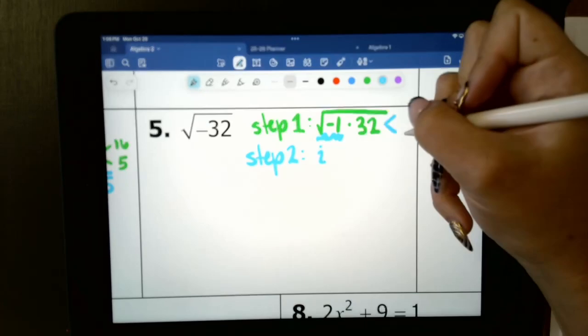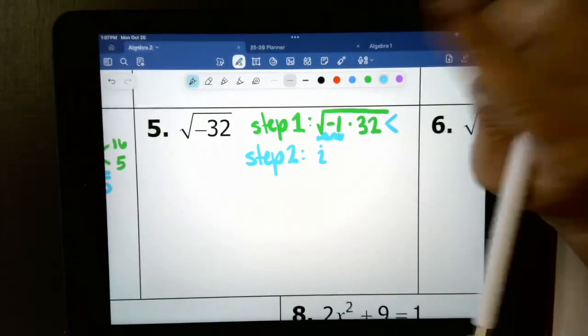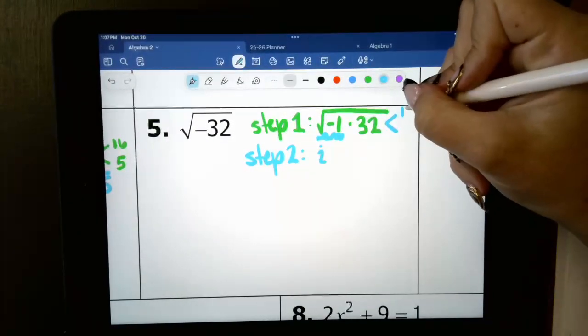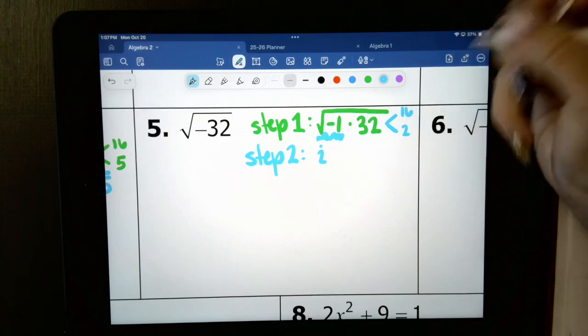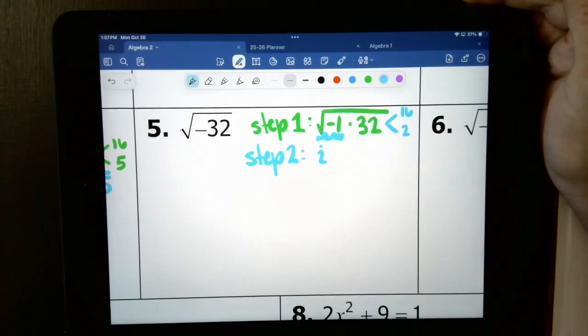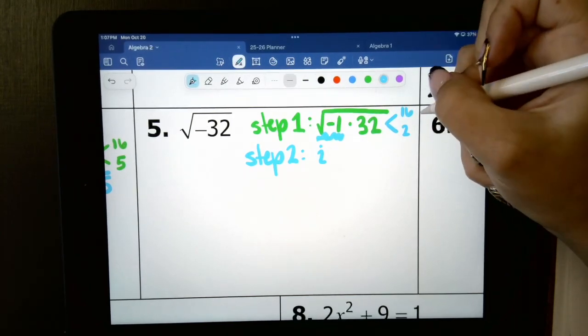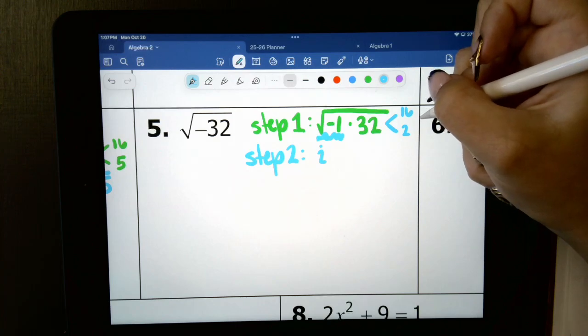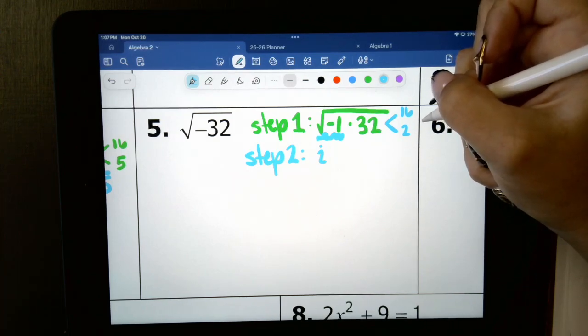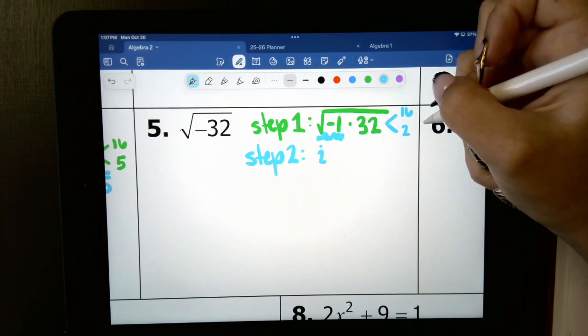We need to break down 32 into 2 and 16. And why is that our best option, Jacoby? Yes, there's one that isn't a perfect square, and there's one that is. So 16 is a perfect square. 8 is not a perfect square. 4 is, and it's the square of 2 and 2. 8 is not a perfect square because the factors of 8 are 4 and 2 and 1 and 8.